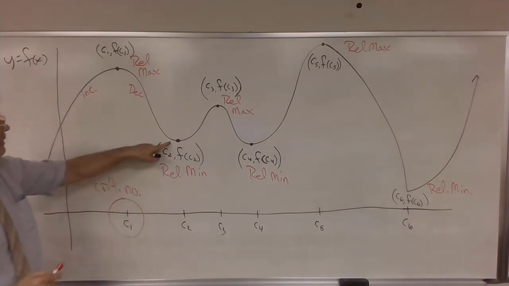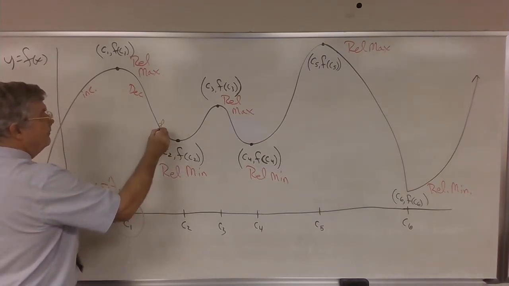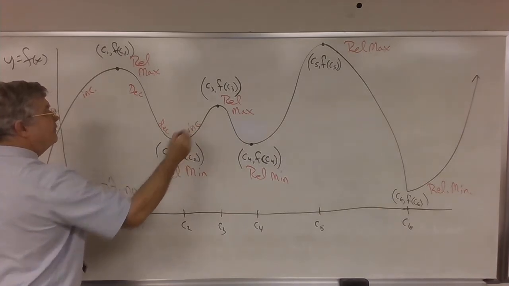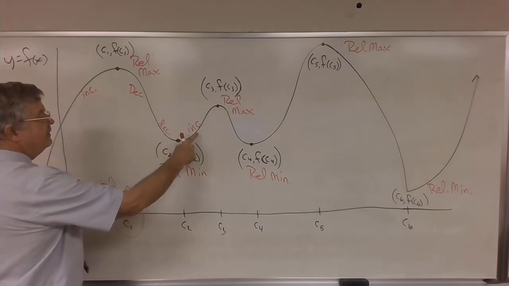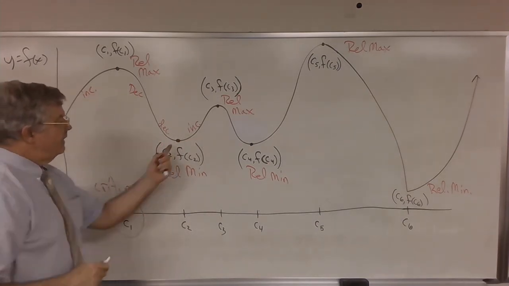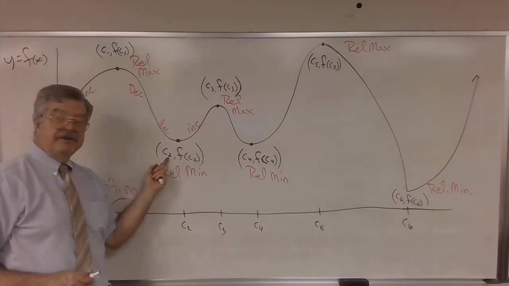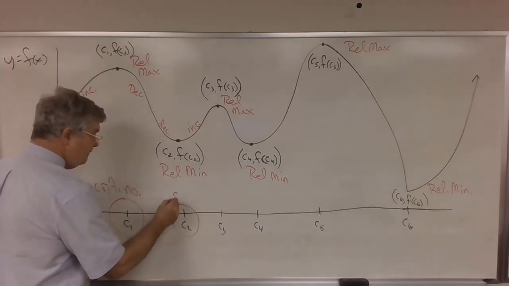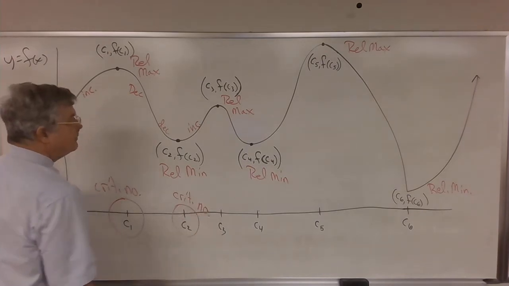And what about here? We have a relative minimum here. The function's decreasing here. It's increasing over here. The function changes from decreasing to increasing right at this point. That can only happen if the x value of this point, C2, is a critical number. Son of a gun. C2 has to be a critical number.